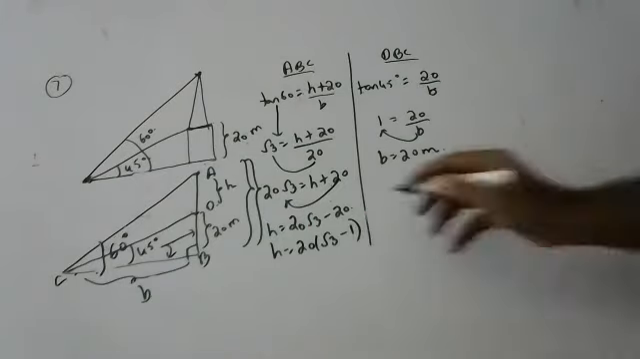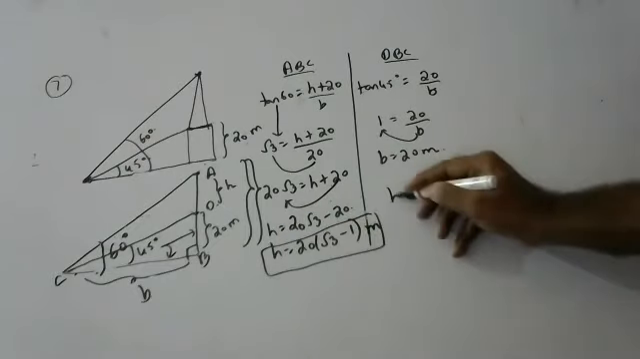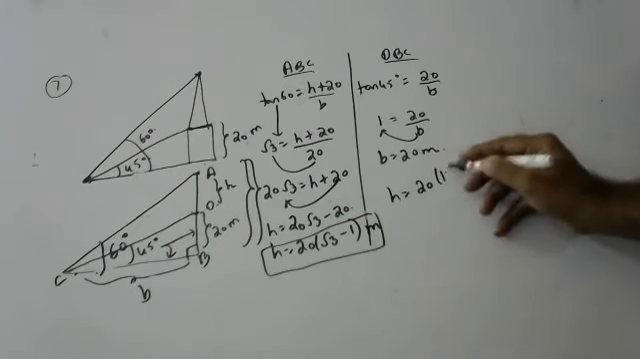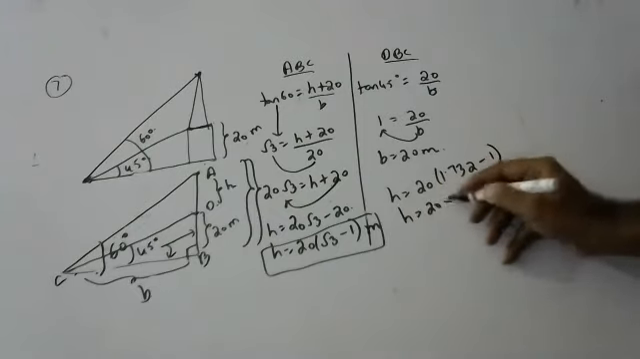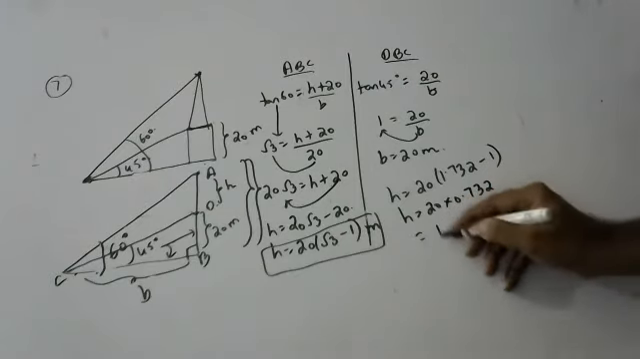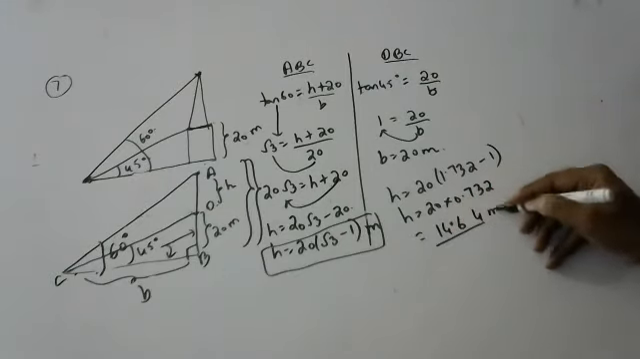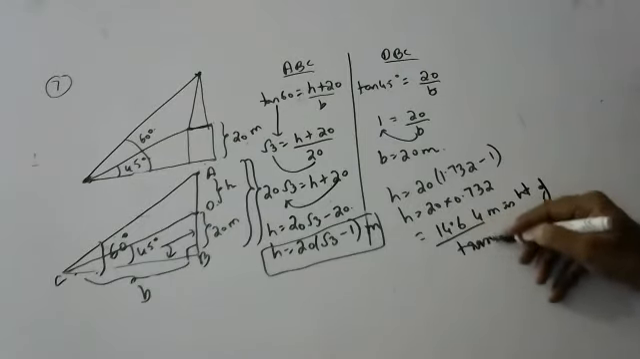Now, some people will say this is the answer. No, children, you have to simplify. 20 into 1.732 minus 1, 20 into 0.732, which is 14.64 meters. That is the height of the transmission tower.